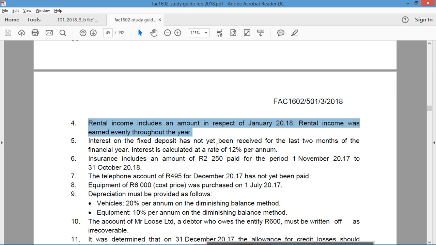If it's prepaid, what am I going to do to the income? You're going to decrease it because it's already been received. So just be careful if you refer to it as prepaid income, because then you are going to confuse it with prepaid expenses. It's better to rather use the other name, income received in advance.